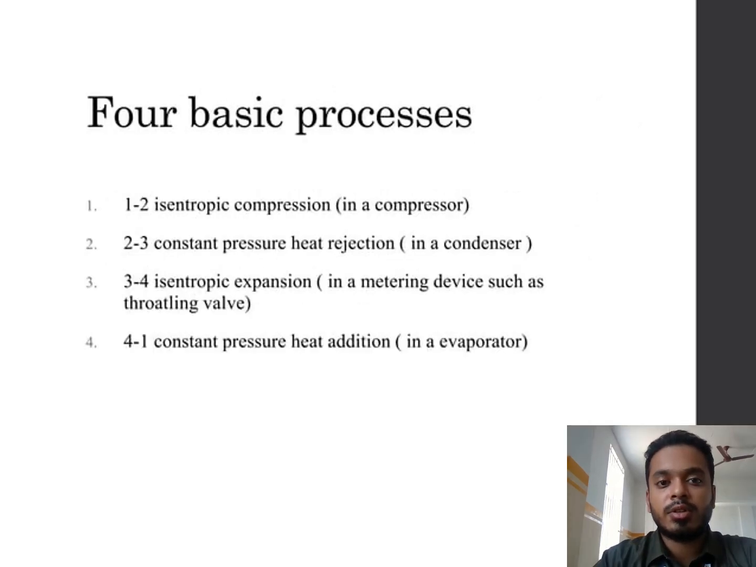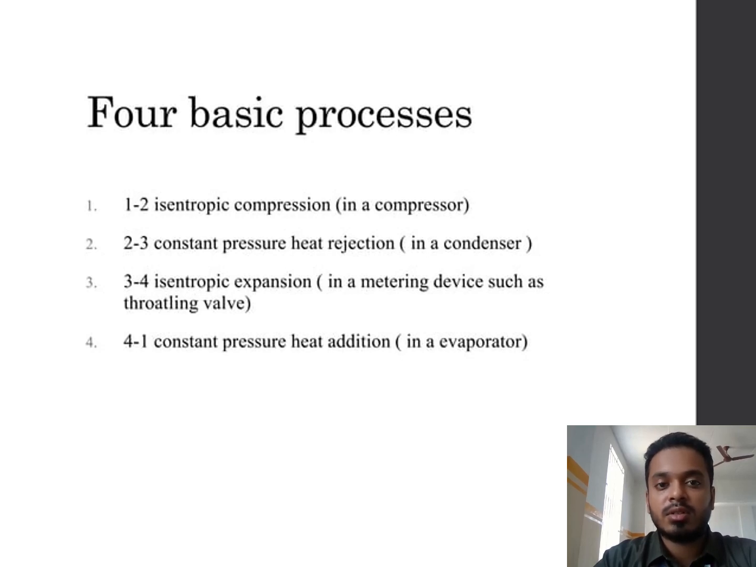So now we are going to see about the four basic processes which happen in a refrigeration system. Before going into that, we need to know about the four major devices which are used in the refrigeration cycle. The first one is the compressor, the second one is the condenser, the third one is the expansion valve or throttling device, and the fourth one is the evaporator. So let's go into the process.